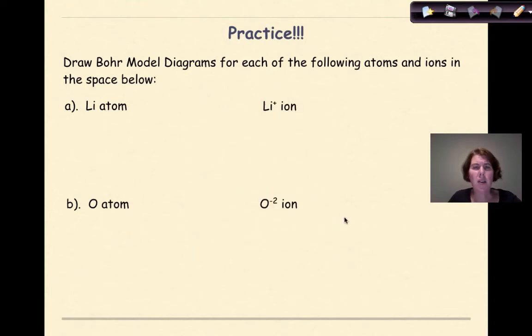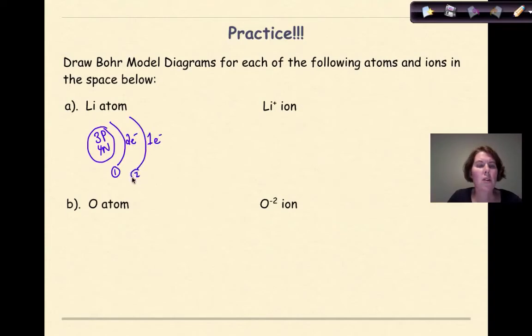Welcome back. Let's see how you did. We know that for a lithium atom, there's going to be 3 protons and 4 neutrons in my nucleus. And since it's an atom and I have 3 protons, I'm going to have 2 electrons in my first shell, and I'm going to have 1 electron in my second shell. And I know this is right because 2 + 1 = 3. And since I'm dealing with an atom, electrons will equal protons.